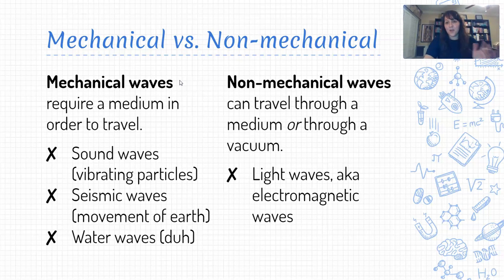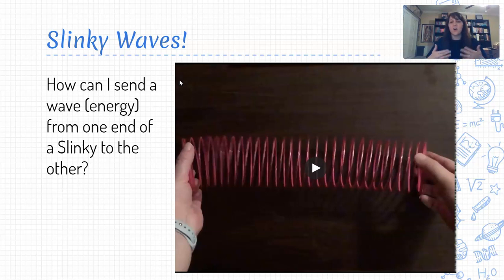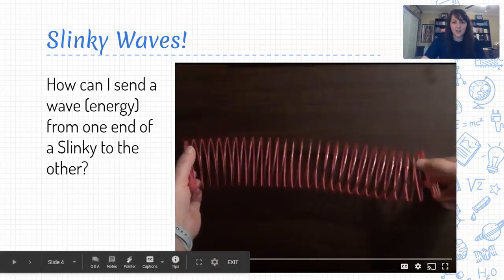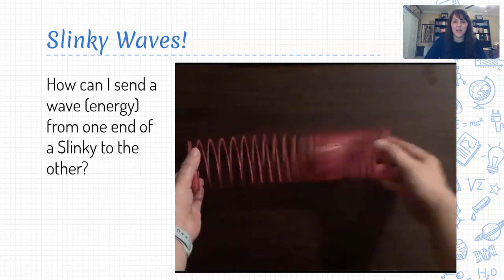All right. Another way that we can classify different types of waves has to do with the mechanism by which they are passing energy along. And so to illustrate that, we are going to send a wave across a slinky. Now again, a wave is just energy. So the question here is, what are the different ways that I can send energy from the right side of the slinky over to the left side of the slinky? Now, the classic way that people tend to think about is something like this, where you get a nice little sine wave, you move it up and down.